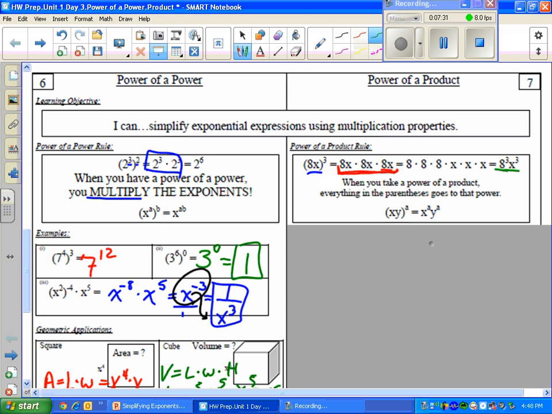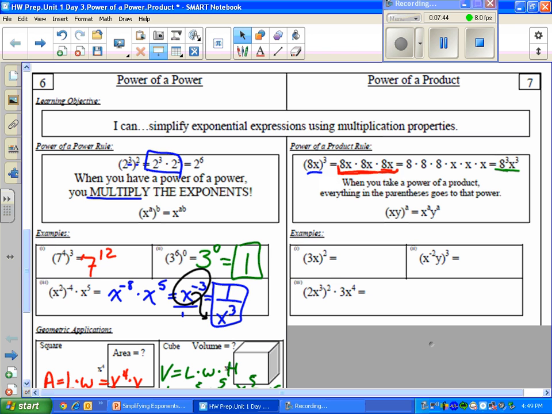Whatever's inside the parentheses, every single thing inside the parentheses will get taken to that power. So the 8 gets taken to the third power, and the x is taken to the third power. Let's copy down the rest. Notice the general rule here as well. Let's do a few examples.